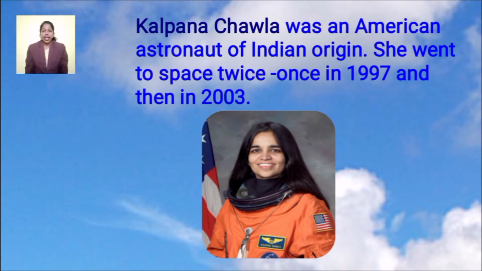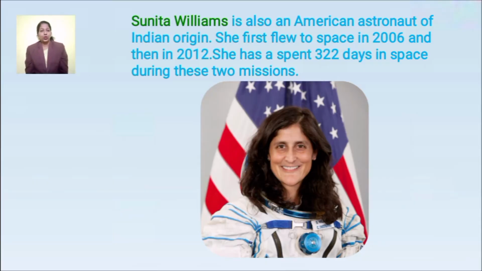Now let's see the next Indian origin astronaut. And she is Sunita Williams. Sunita Williams is also an American astronaut of Indian origin. And she first flew to space in 2006 and then 2012. And you know children, she has spent 322 days in space during these two missions.